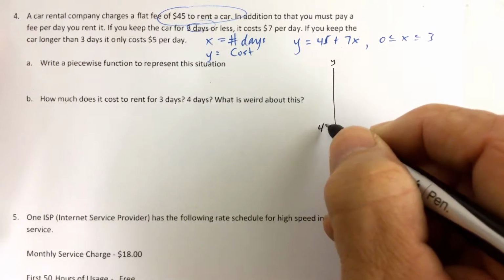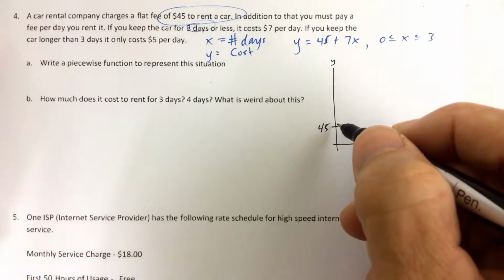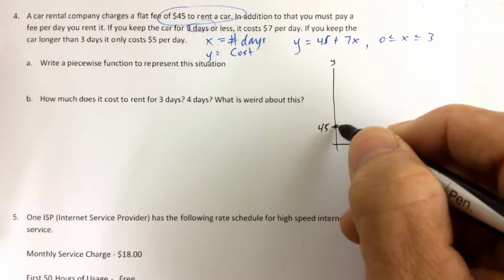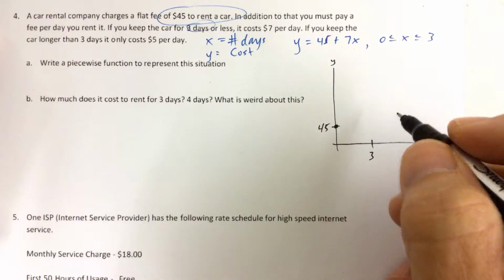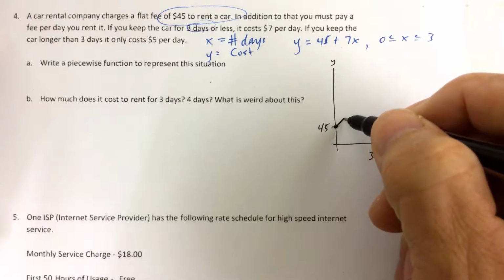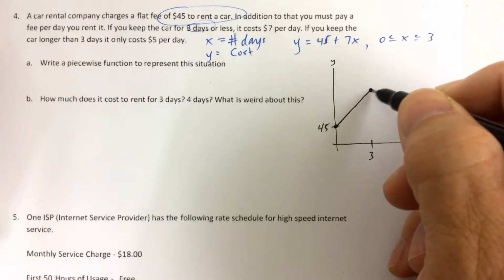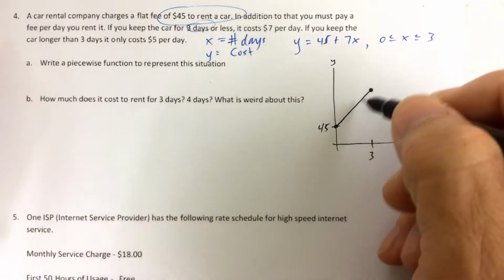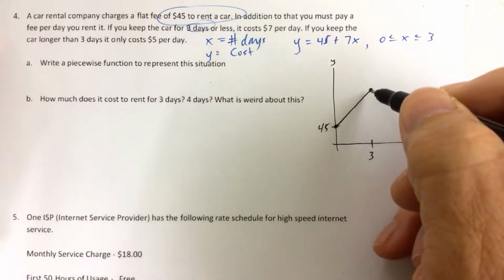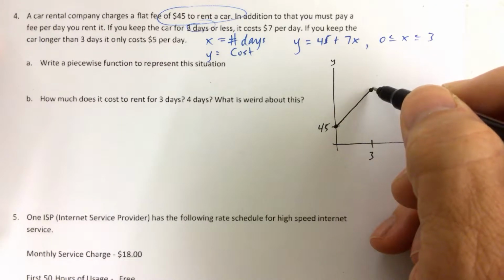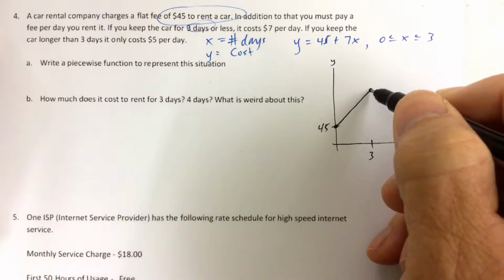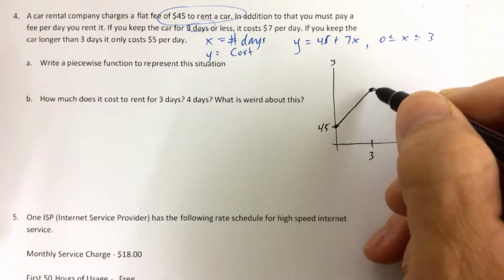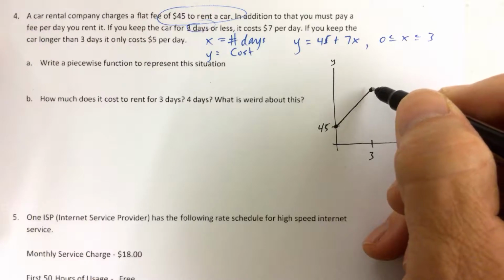Initially, it's $45 just to walk out the door. If you don't even drive the car at all, you bring it back, it's $45. And so 3 days later, you've got 7x, and so 45 plus 7x. We're just going to draw a diagonal line. We know this is a linear relationship, so to get from 0 days to 3 days, we're going to draw a straight line. So there's going to be a cost involved with that. Well, we can easily figure that out.